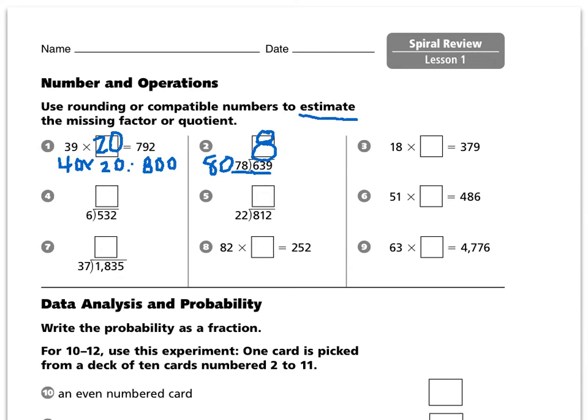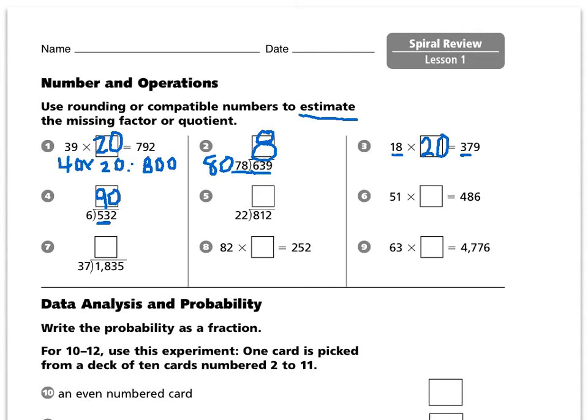Thinking about this one, I can see that 18 would go into 37 2 times, so my estimated guess is going to be 20. For number 4, I can see how many times 6 would go into 532. I know that 6 times 9 would be 54, which is close to 53, so I would make this 90.